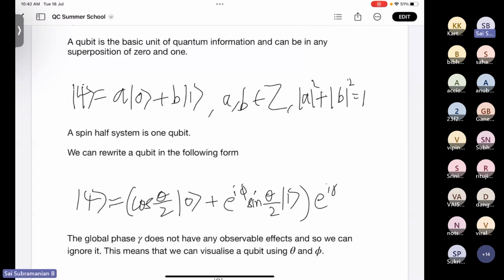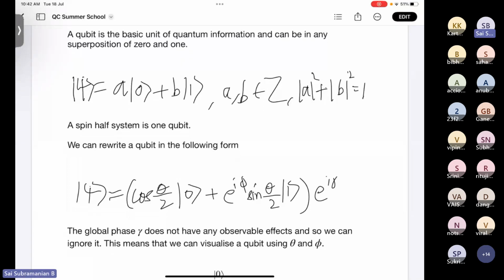So writing a qubit like this, we can get an idea about it. There is a different way to write a qubit, which gives us some nice intuition into what the qubit is doing. And that is in the form you see below. Since mod a whole squared plus mod b whole squared is equal to 1, we know that we can write the magnitudes as cos of an angle and sine of an angle. So we go with cos theta by 2 and sine theta by 2.